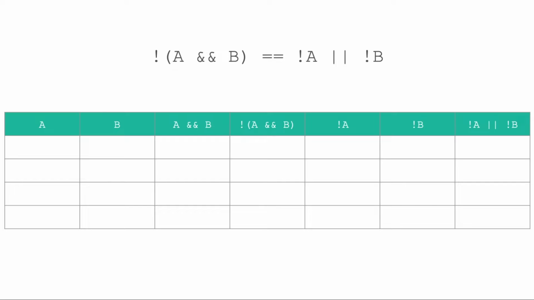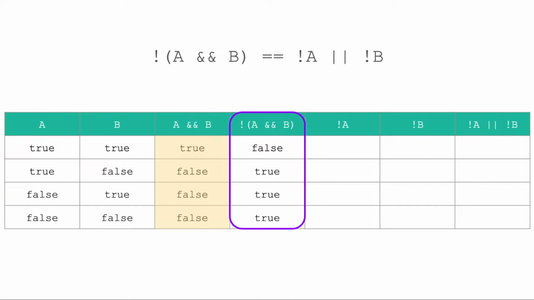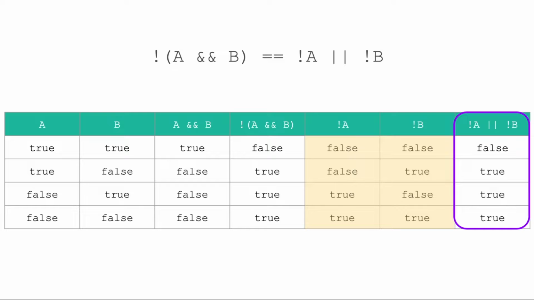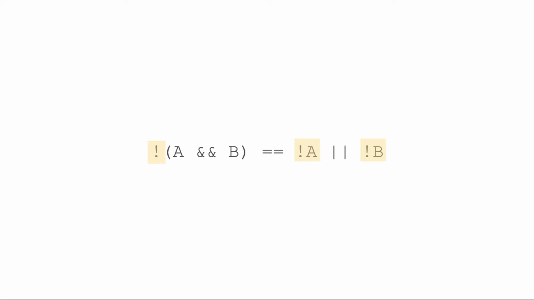The first thing we do when setting up a truth table is to identify the inputs and the Boolean expressions. The first two columns should be set up as follows. With this information, you can now start evaluating the Boolean expressions. A and B, not (A and B), not A, not B, not A or not B. Notice how these two expressions are equivalent, proving De Morgan's first law. Distribute the not, flip the and operator to or.